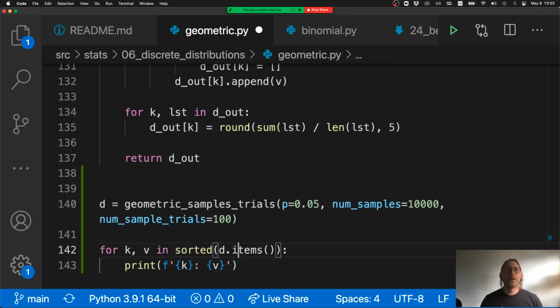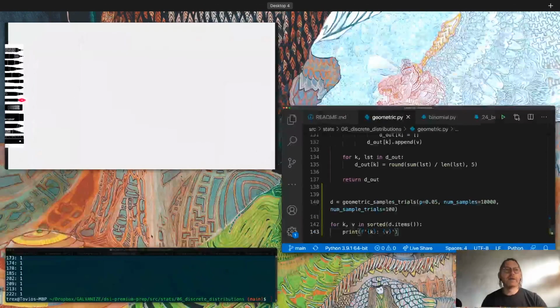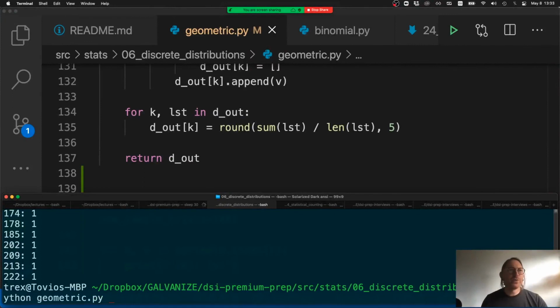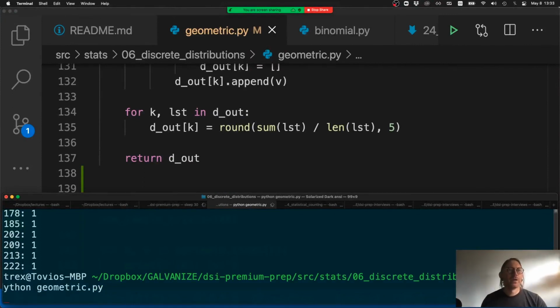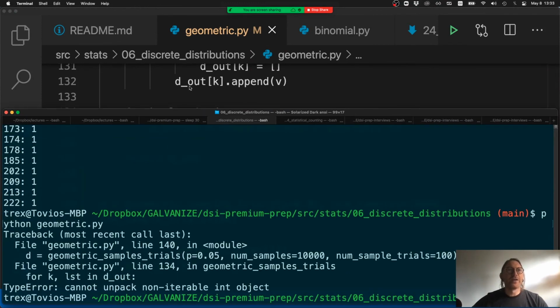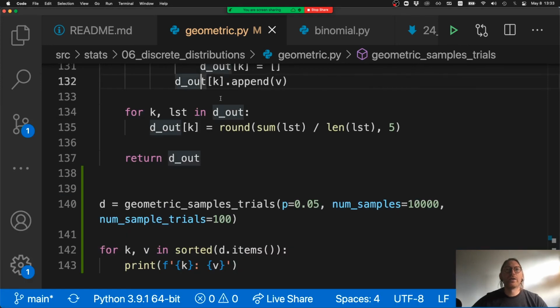Okay. All right. So in d.items, print k and v, and I'm sure there's an error or two in there, but let's find out. So 100 trials of 10,000 samples is probably going to take a couple minutes. Oh, what's going on there? Okay, so for k list in dout, cannot unpack non-iterable int object.